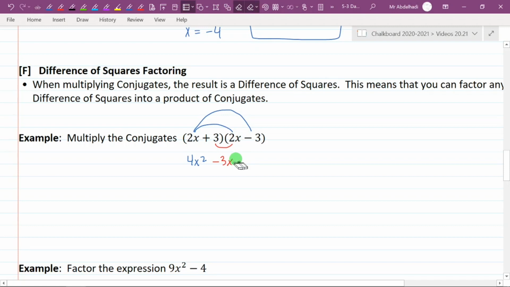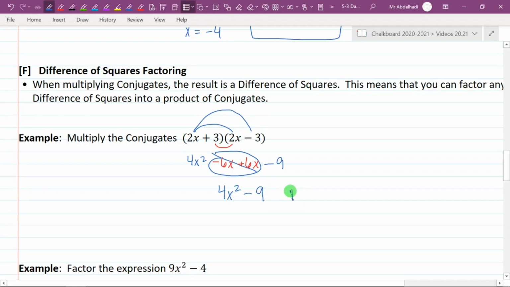2x times negative 3 is negative 6x. 3 times 2x is positive 6x. And then 3 times negative 3 is 9. And what happens all the time when you multiply 2 conjugates is that the 2 middle terms are going to cancel out, guaranteed. And what you get is this.